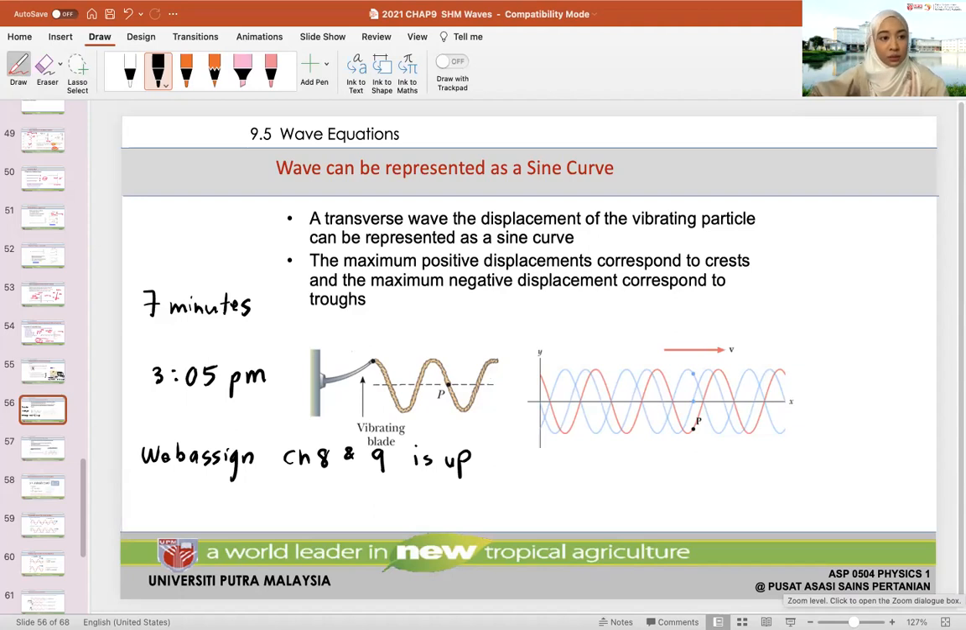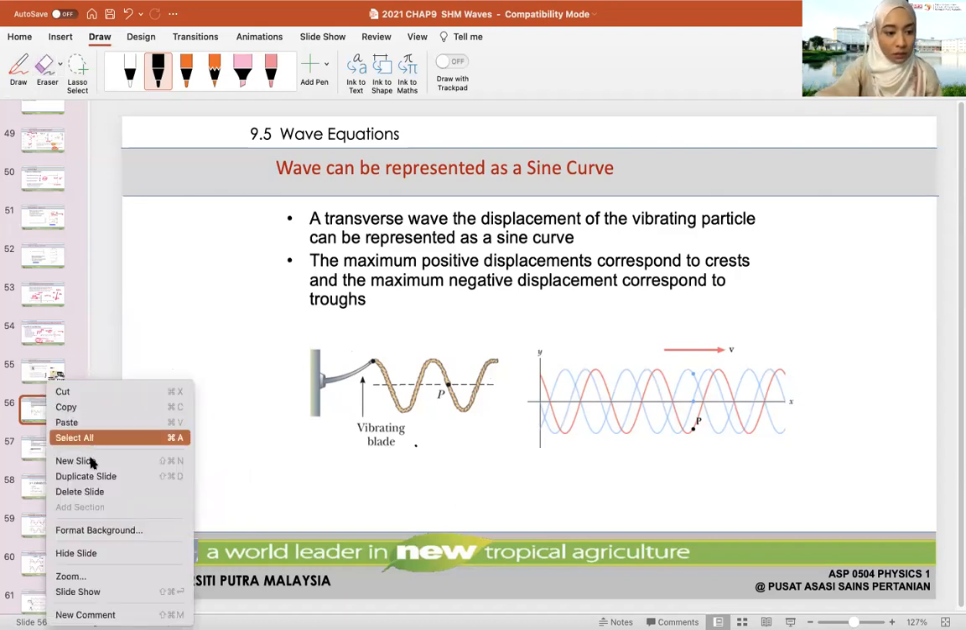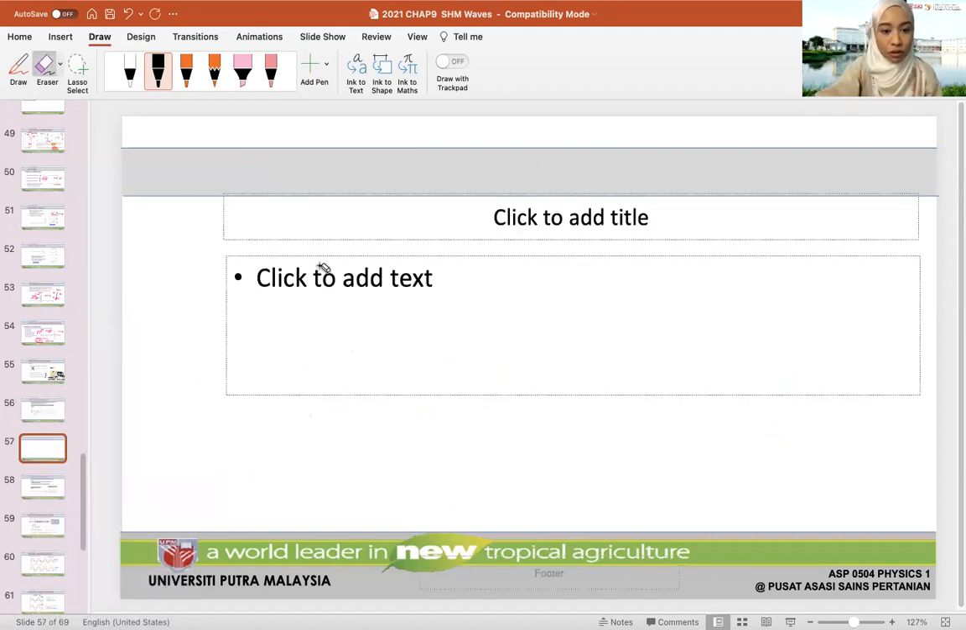Alright, so let's continue. Also, chapter 8 and chapter 9 only have 11 to 12 questions. So it should be okay. It's not that much. Okay, so let's continue. Someone asked me if I can explain again what it means for a wave to be transmitted partially. Okay, let's talk about it. So, new slide. Let me draw.